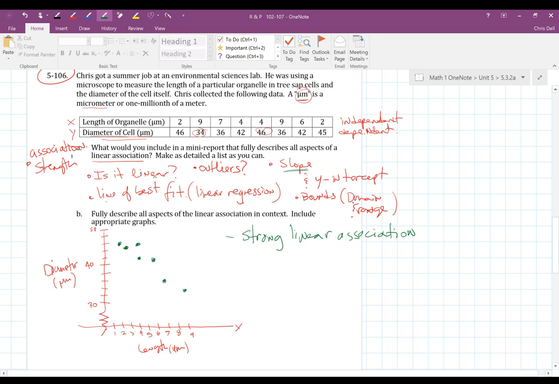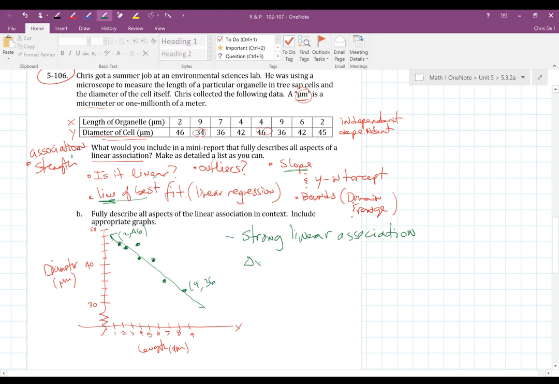So what about its line of best fit? Remember, for a line of best fit, you just want to find 2 points that kind of go through the middle of that data. It looks like if I connect the first and the last point, I'm going to have a pretty decent line that goes through the data. So I can use those 2 points to find the equation of my line. The first point is 2 comma 46, and the last point is 9 comma 36.